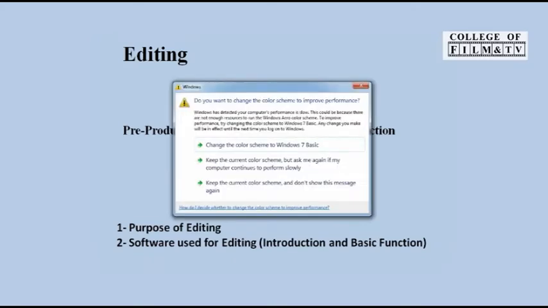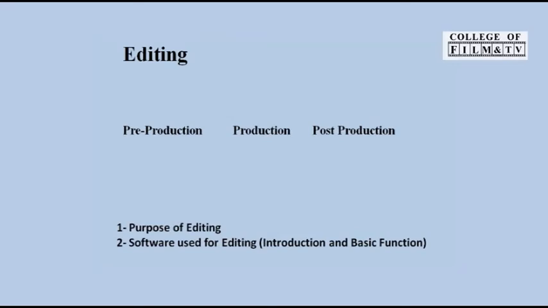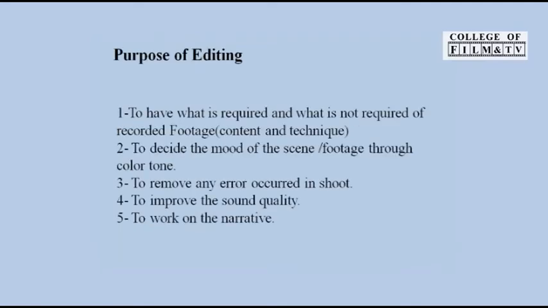So this editing part comes at the end of this process. Before that, we have pre-production, then production, and then the post-production. The post-production includes editing, then the background scores, the color toning, and all those things. So let's first talk about the purpose of editing.